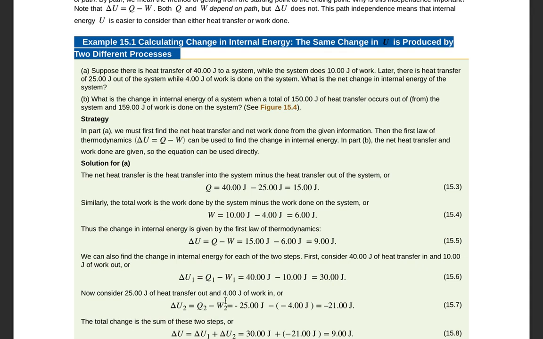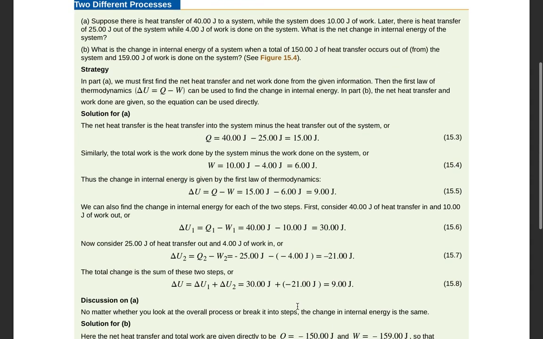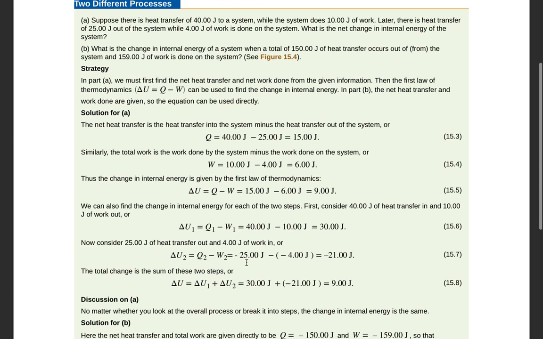Same thing with the second part. The only difference here is that we have to be careful because here 25 joules of heat is transferred out, so we know that there has to be a negative there. And same thing for the 4. That is work done on the system, so there has to be another negative there. So that gives us negative 21. When we put these two together, we get 9 joules of change in internal energy.